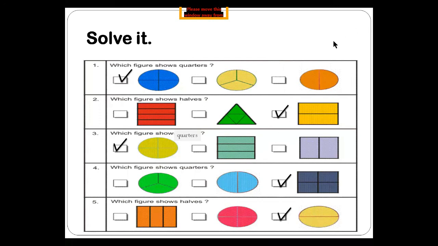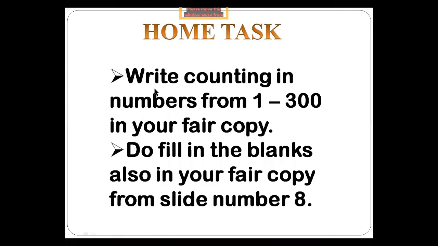Hope you have understood and remember or recall all the things. Now see the home task. The home task is to write the counting in numbers from 1 to 300. Follow the pattern which I have shared with you and write it in your fair copy. Also do the fill in the blanks which I have shared after the counting in your fair copy. These are from slide number 8.